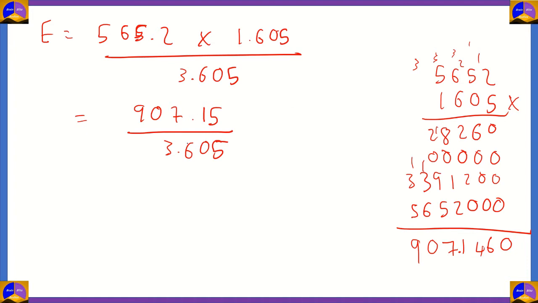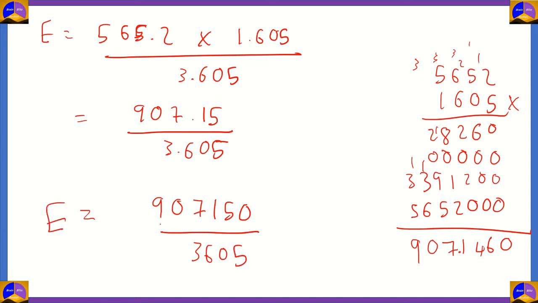So now we need to divide. What we need to do is divide 907,150 divided by 3605. So doing that, we'll get the answer to what is the electric field in this question. So E is equal to 907,150 divided by 3605.